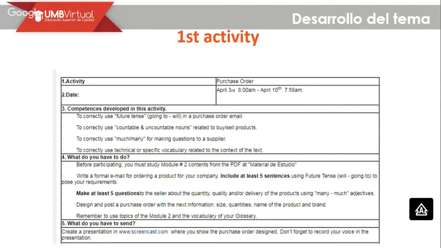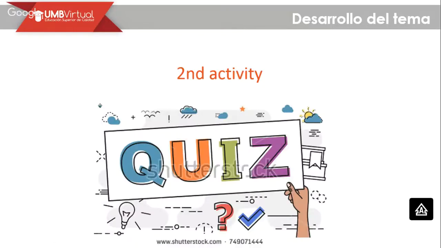Entonces, lo que ustedes van a enviar es, van a dirigirse allí al link screencast.com. Van a crear una presentación donde ustedes muestren la orden de compra diseñada siguiendo todos los pasos anteriormente descritos, para que no vayan a olvidar incluir sus voces. Es decir, que a medida que va pasando la presentación, con la parte escrita, con los dibujos, ustedes van grabando sus voces. And the second activity is a quiz about those topics. So countable and uncountable things, will and going to. So be ready for that.